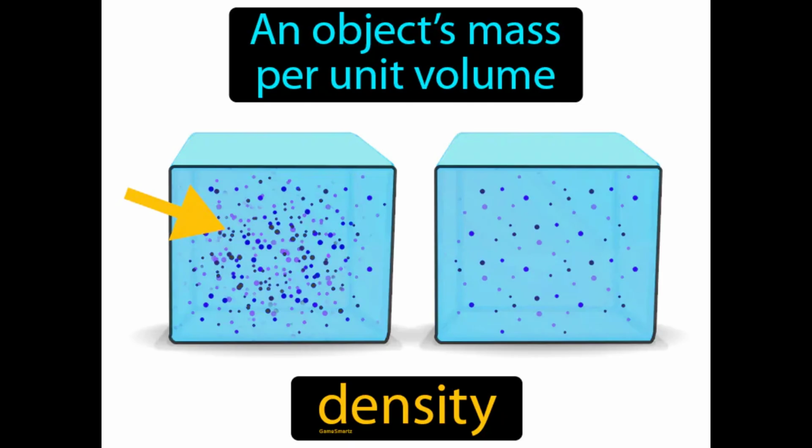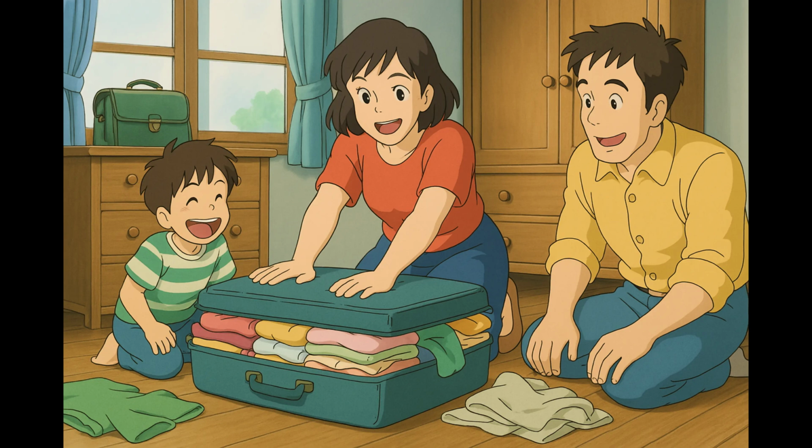An object's mass per unit volume: density. Density is how much stuff is packed into a certain amount of space. Imagine trying to pack a suitcase for a long trip and struggling to fit everything in. This is similar to the concept of density, where you're trying to fit as much mass, clothes, and items into a limited space, your suitcase.